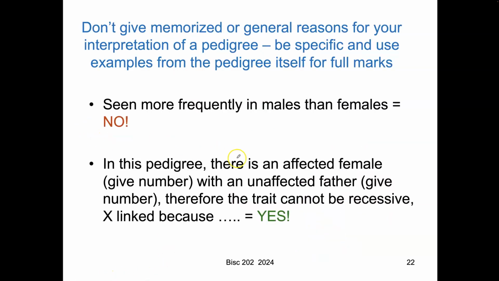Okay? And please don't give memorized or general responses. A lot of people will just try to memorize all the pedigrees they've seen, and things like seen more frequently in males than females. No. This is an example of a good answer: in this pedigree, there's an affected female, whatever the number is, with an unaffected father, therefore the trait cannot be recessive X-linked. Be careful and really specific. Imagine you're making a legal case in court that proves you understand. This way I don't know if you understand; this way I totally know that you're talking about a specific individual, and her father doesn't have it, and therefore. You could even draw the chromosomes, the genotypes and so on. And that's how you convince us that you understand.